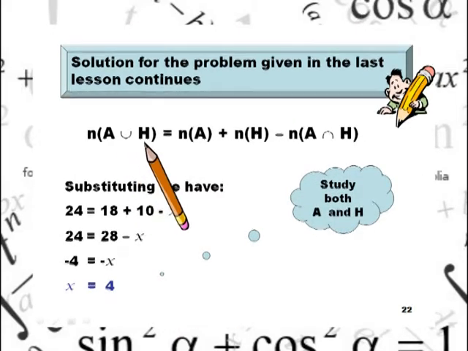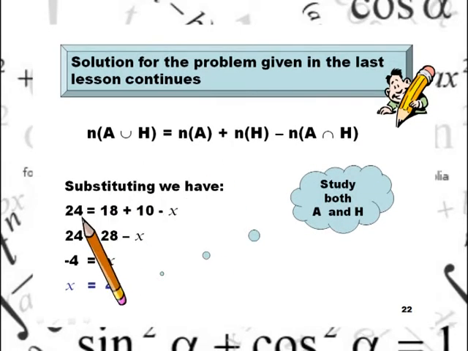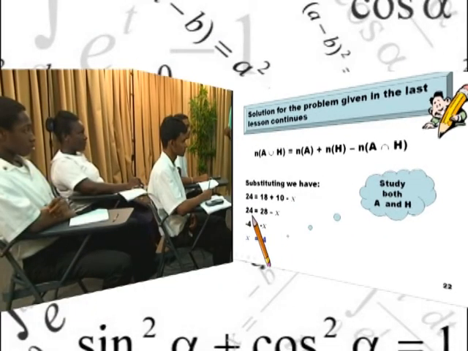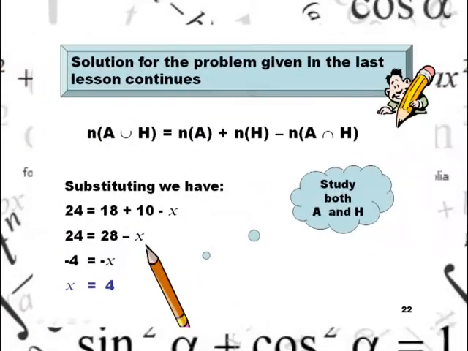Number in A union H equals number in A plus number in H, take number in A intersect H. Substituting, we have 24 is equal to 18 plus 10, take X. 24 is equal to 28, take X. Negative 4 is equal to negative X. X is equal to 4. Study both A and H.